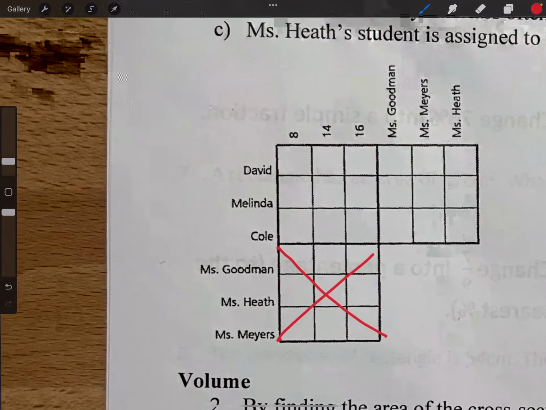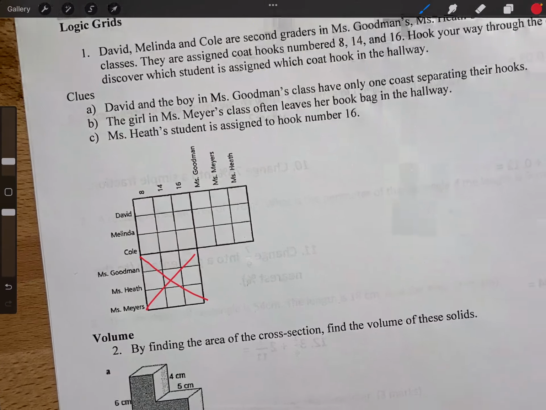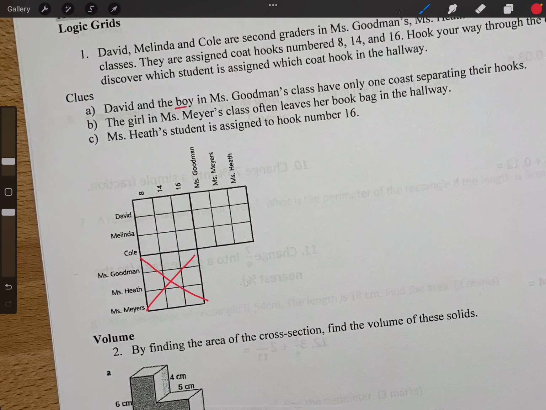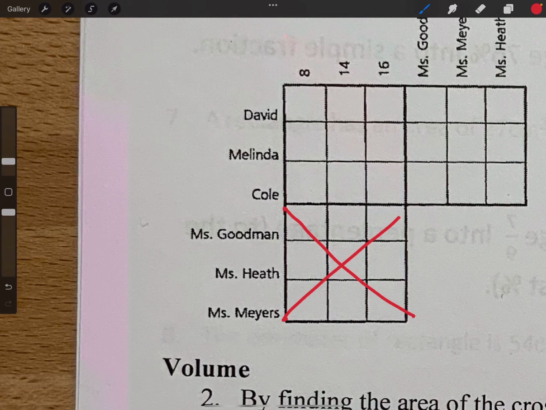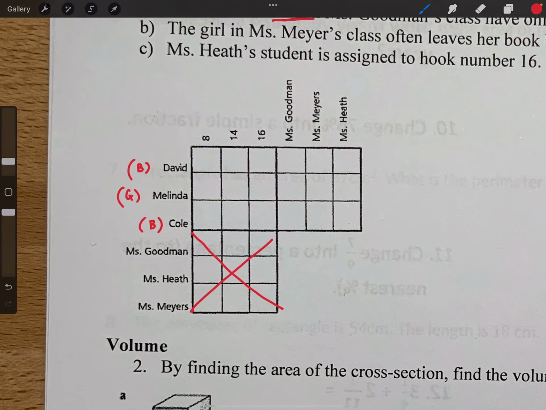It says David and the boy. So we need to establish who are boys and who are girls. David will be a boy, Melinda will be a girl, and Cole, I think, is a boy. So only one girl and 2 boys.